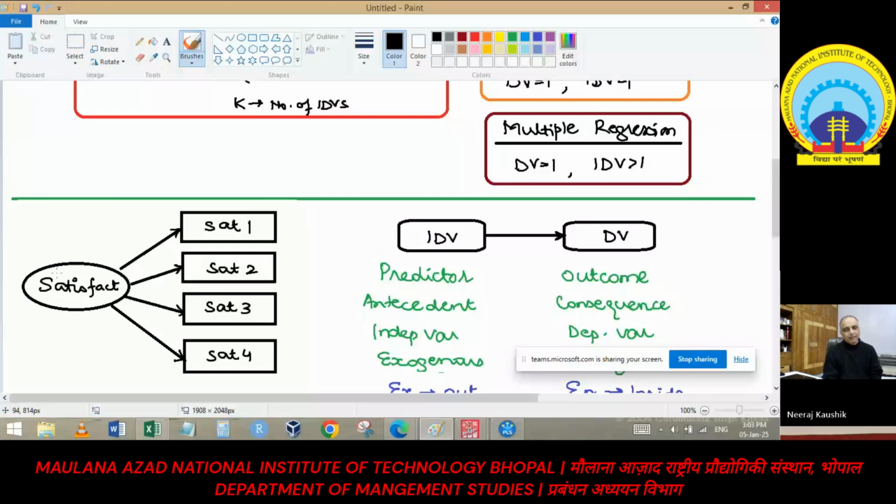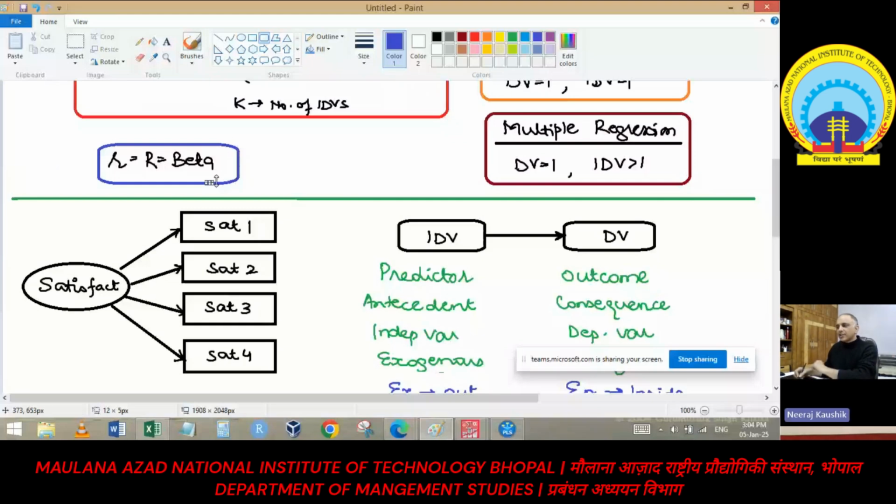Obviously, sir, it's not a multiple, this. Multiple नहीं है ना, simple regression है. और simple regression में what I told you, R is equal to capital R is equal to beta. This is the rule in the simple regression. Simple regression में R और beta same होते हैं, एक ही होते हैं बातें. In the simple regression, R and the beta is the same.